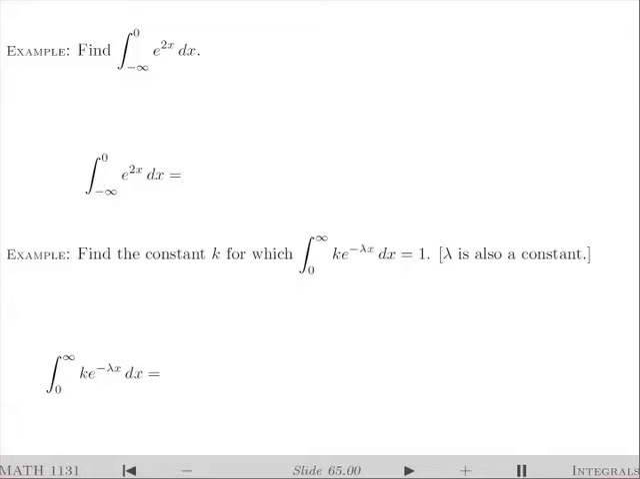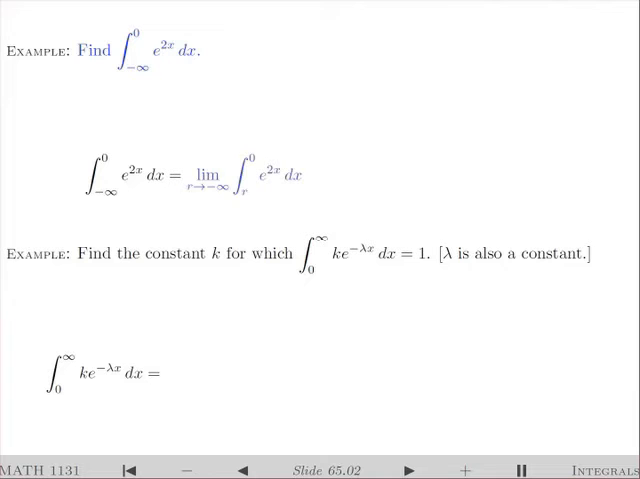Welcome. Next, we are going to do an improper integral that comes up in statistics and also in queuing theory. But as a warm-up to that, we are going to do a simpler version of the same problem. This is to evaluate the improper integral of e to the power 2x dx from negative infinity to 0.